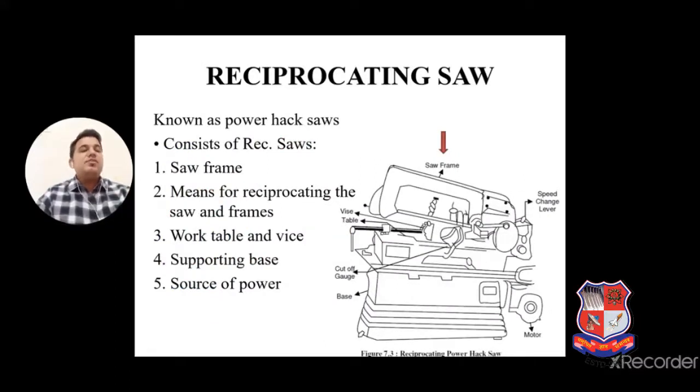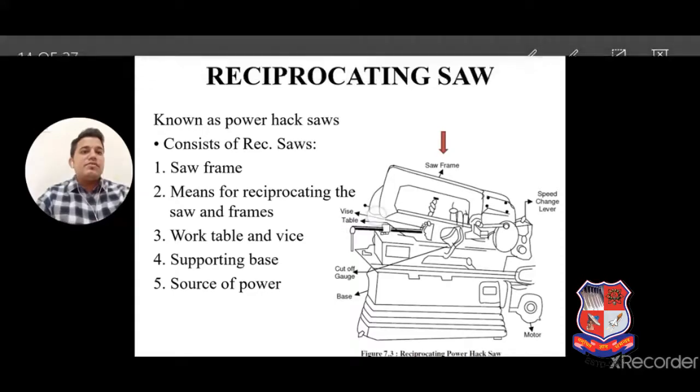As known, the reciprocating saw is a very powerful automatic sawing machine. It is available in our workshop and we utilize it for cutting metal, as well as different other materials. We can cut bar, we can cut any I section, C section, or any metallic sheet. The main component of the reciprocating saw is the saw frame.